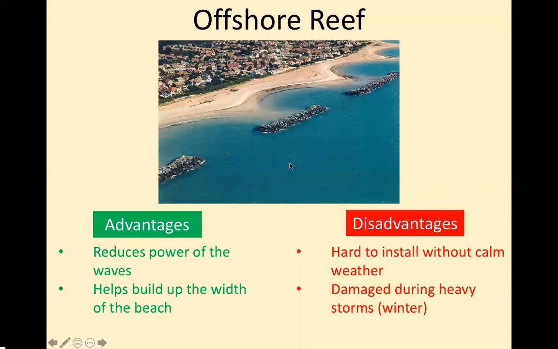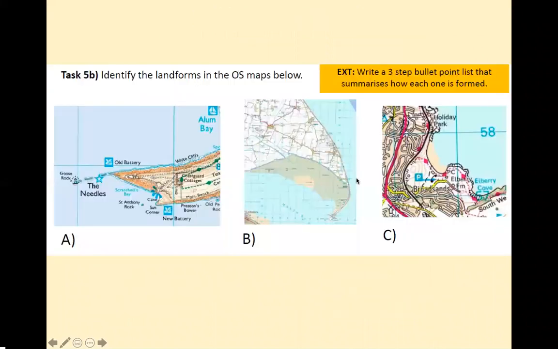So the disadvantages are that it's hard to install without calm weather. You have to have really, really calm conditions to get the equipment out into the sea and to essentially offload all of this rock and sand in the deeper water. So it takes quite a lot of material to be able to build it. And then it can be damaged, depending on what it's made out of, by storms in the winter, so it's going to cost a bit of money to maintain, okay?